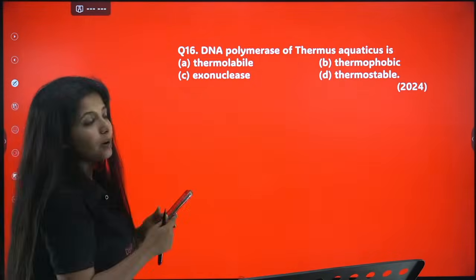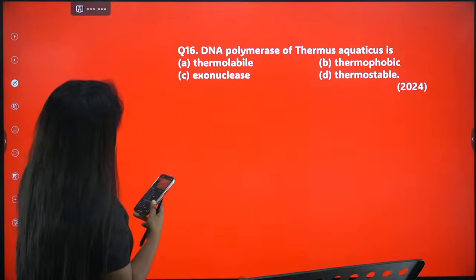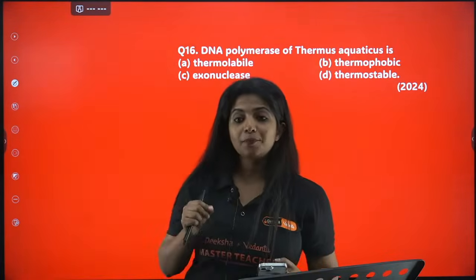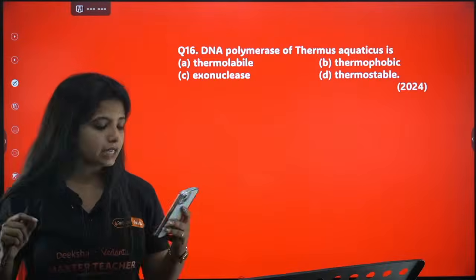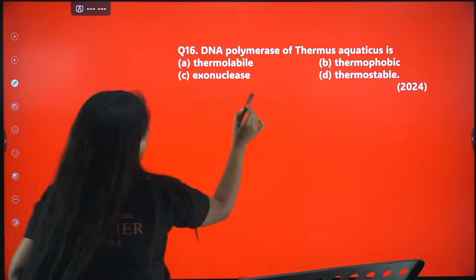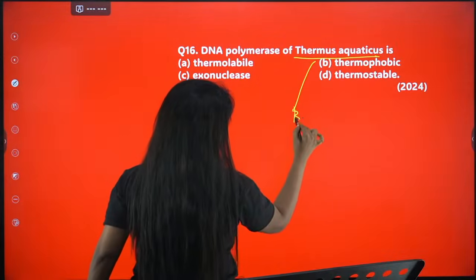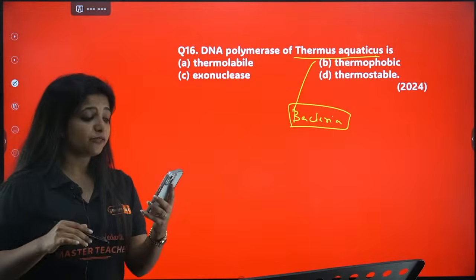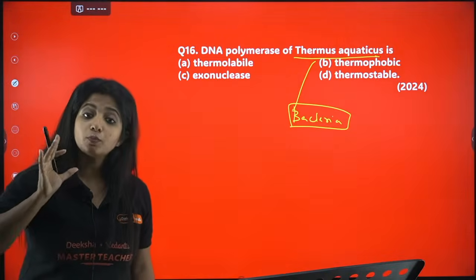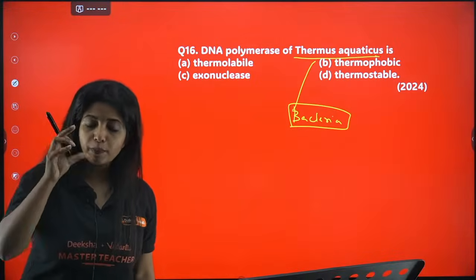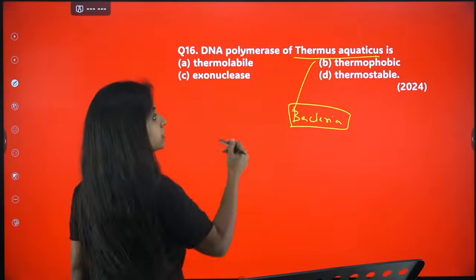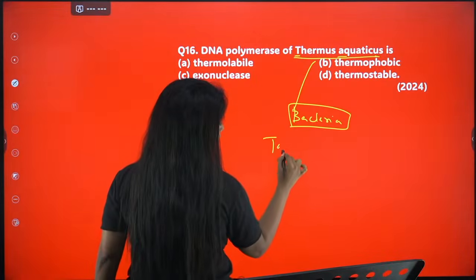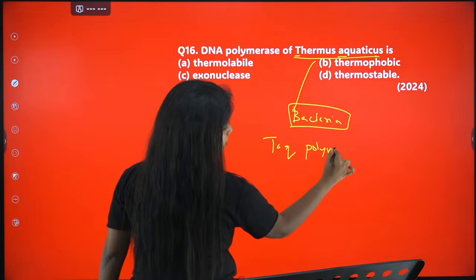Try to solve this question. Question number 16. DNA polymerase of Thermus aquaticus is what? Thermus aquaticus, my dear children, is a bacterium. It is found at a very high temperature. And this bacterium's DNA polymerase is super important. It is known as Taq, T here and AQ from here. Taq polymerase. Why is it important?